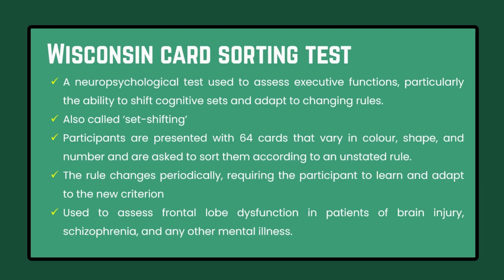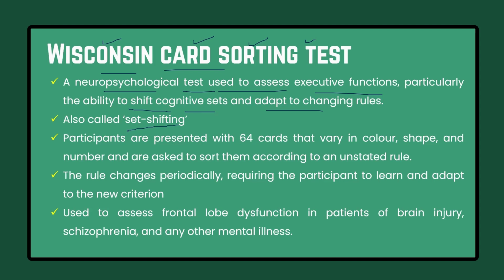Then the next neuropsychological assessment we have is the Wisconsin card sorting test. Wisconsin is the name of a place in the US, and card sorting test, I guess you get an idea from the name itself. It's a neuropsychological test used to assess executive functions, particularly the ability to shift cognitive sets and adapt to changing rules. So here, what you are checking is adaptability, how well the person is able to adapt to changing conditions. This is also called set shifting.